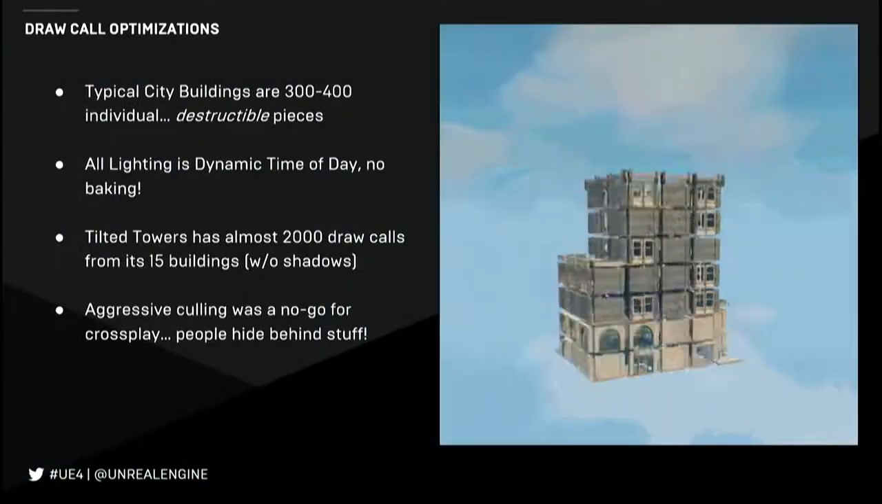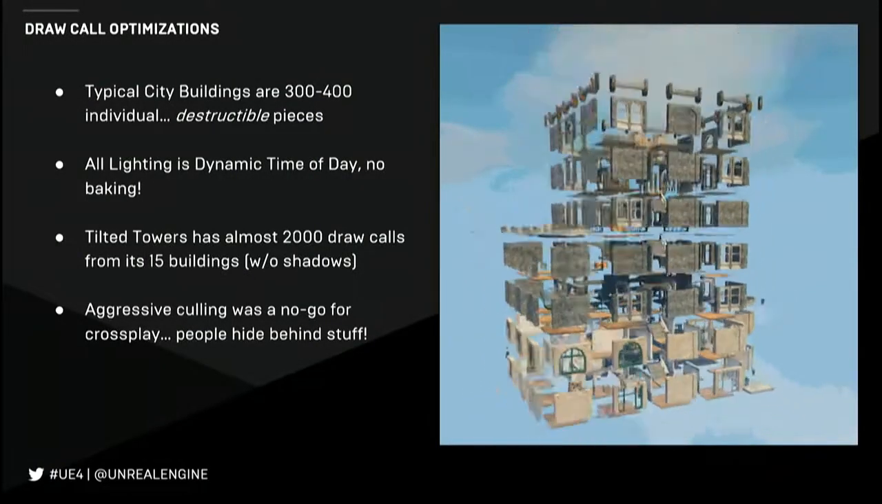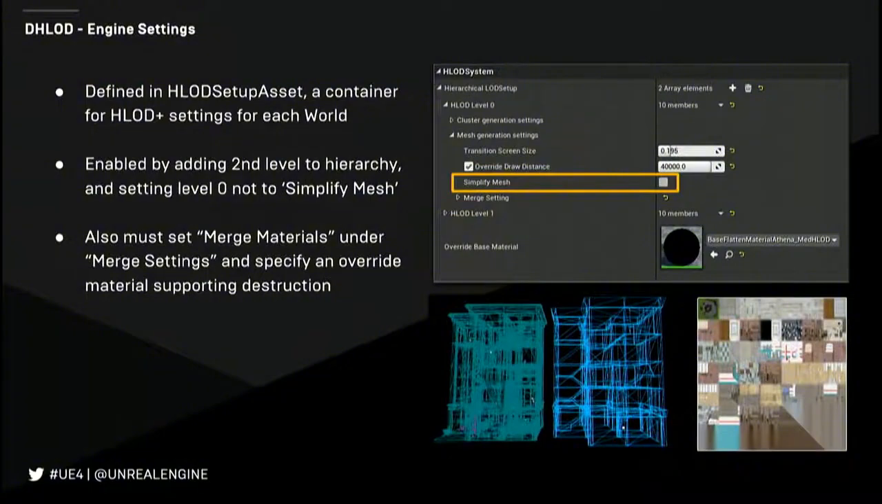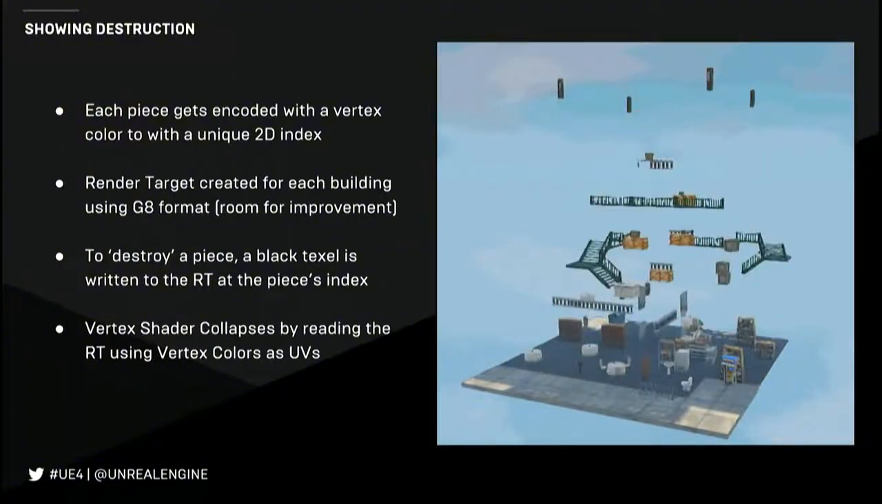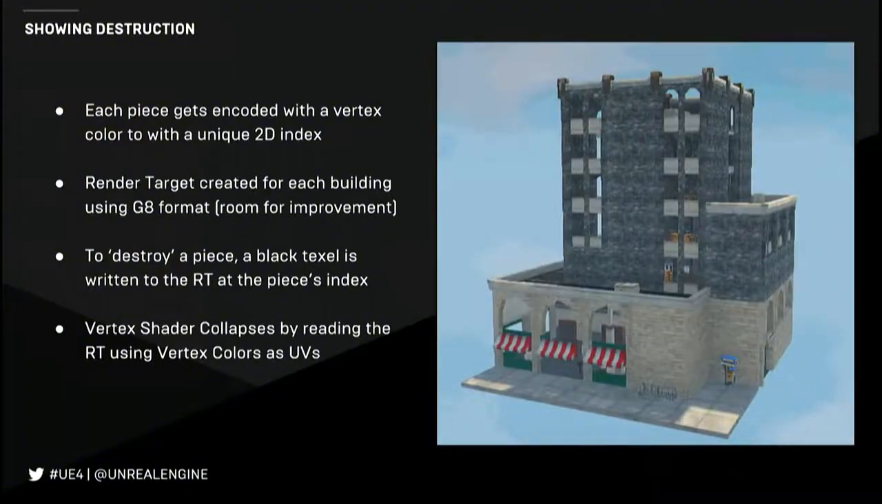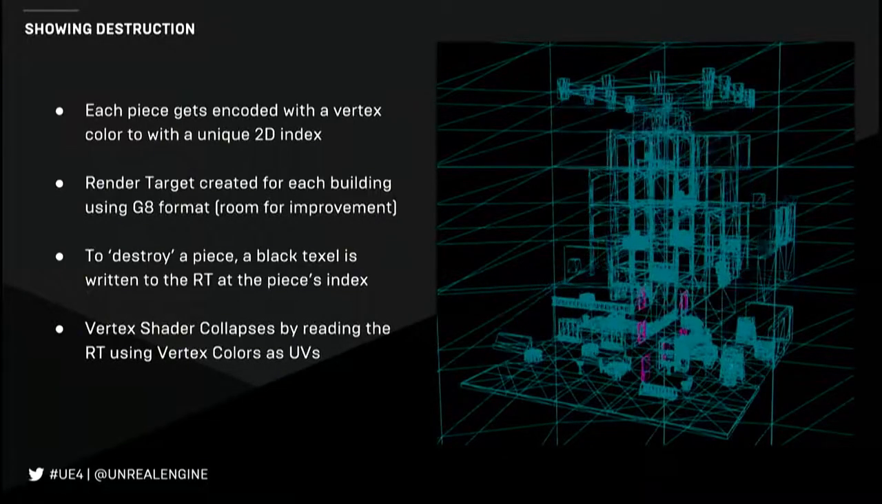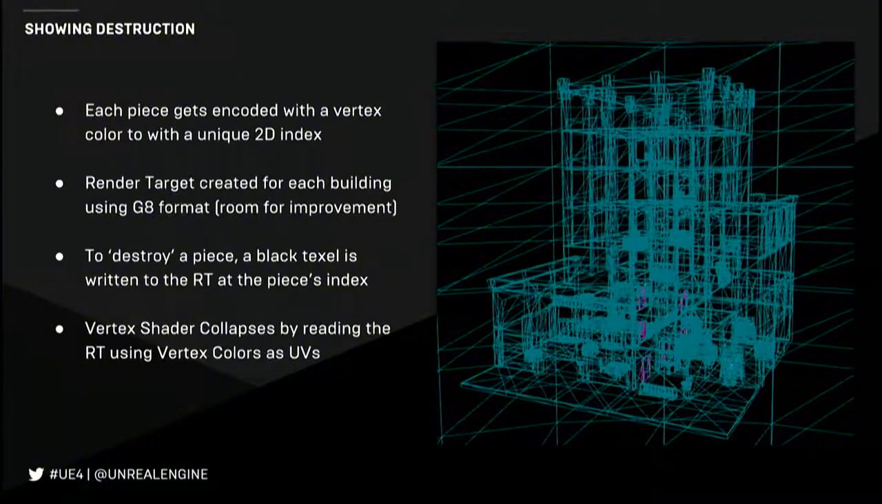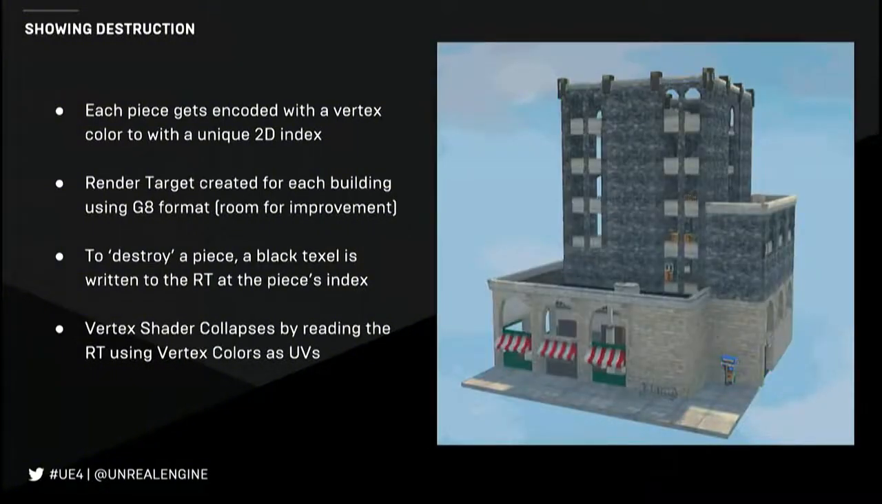Tilted Towers originally had almost 2,000 draw calls just from the 15 buildings alone, and that was without shadows being enabled. And the way that we enabled destructible HLOD, which I'll just call DHLOD for short in the slides, is by exposing a new setup asset for the LOD system for each map. This is a little bit similar to the character hiding system Jordan mentioned before, where we use vertex colors on the combined mesh to identify each piece with a unique index. So since buildings have more than 256 parts, which is all you can get out of a single 8-bit vertex color, we quantize this to be a 2D.